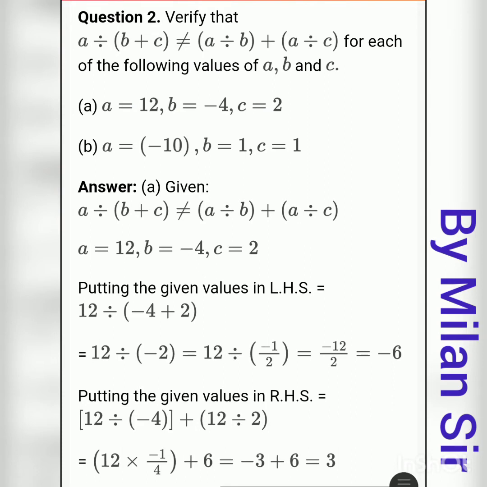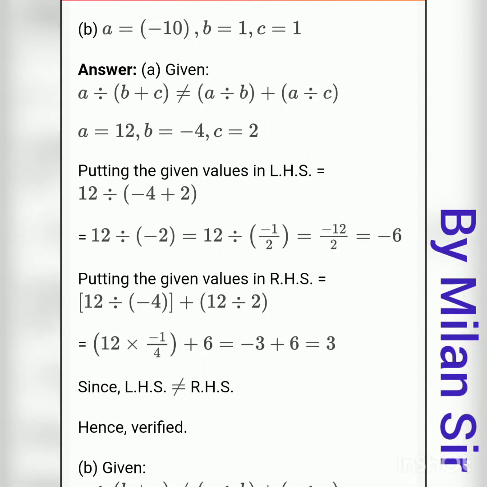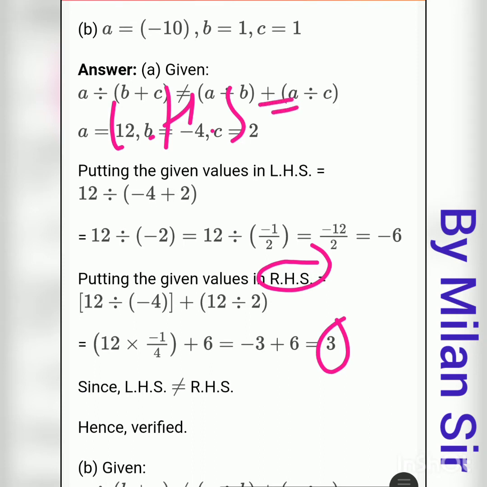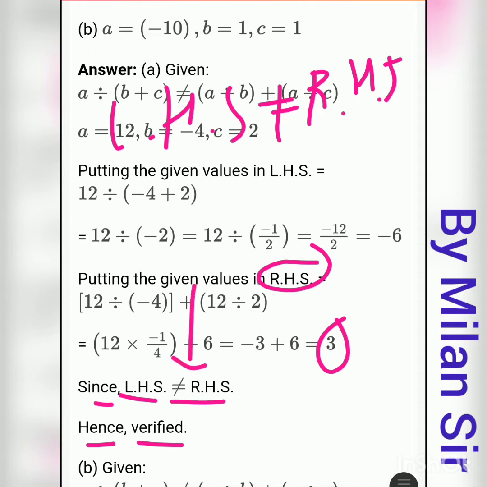Okay, so we got the answer of the left hand side as -6, and we got the answer of the right hand side as 3. So we can write like this: LHS is not equal to RHS, right? Since LHS is not equal to RHS, hence verified. Hence verified means here we needed to prove that the left hand side is not equal to the right hand side.